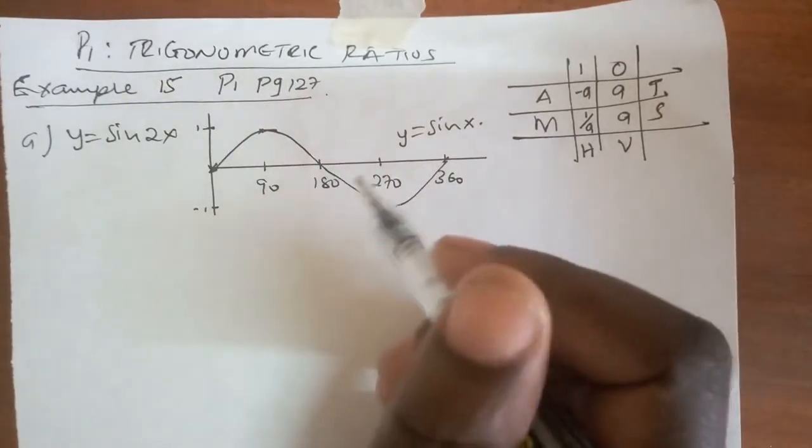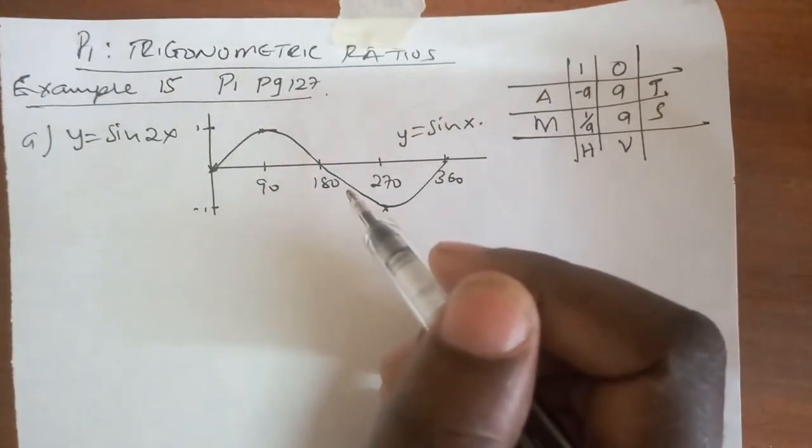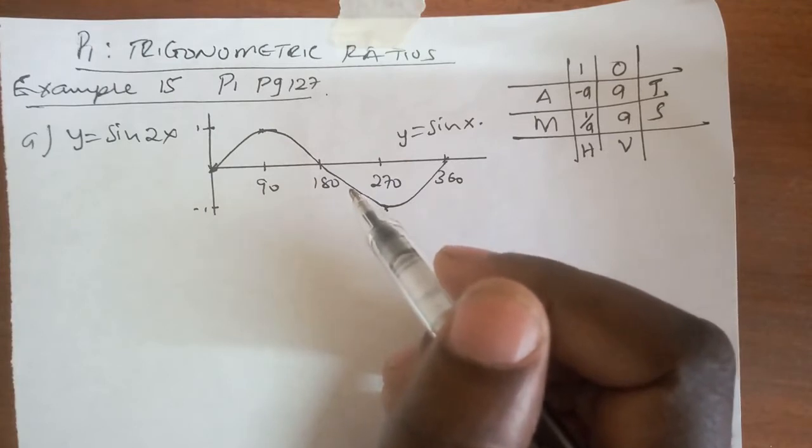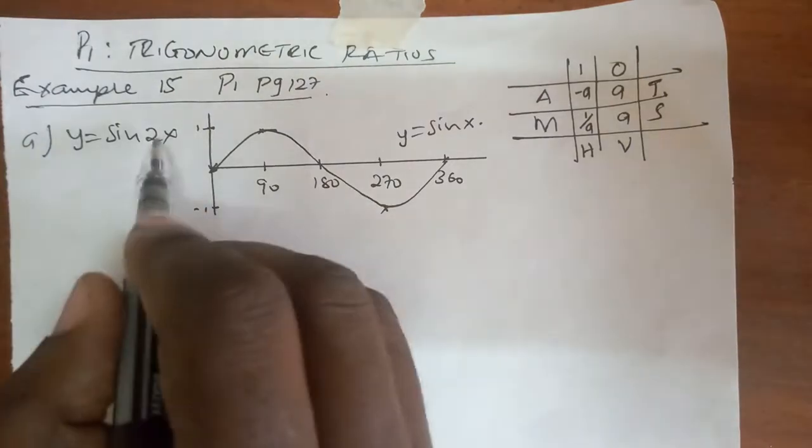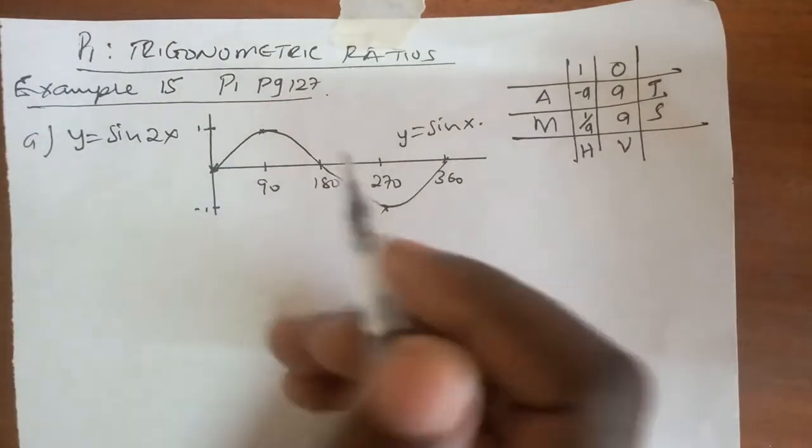Today in this video, I want us to explain example 15 of Pure Mathematics 1 on page 127, whereby we are expected to sketch, on a separate set of axes, the graph of y equals sine x and the graph of y equals sine 2x.